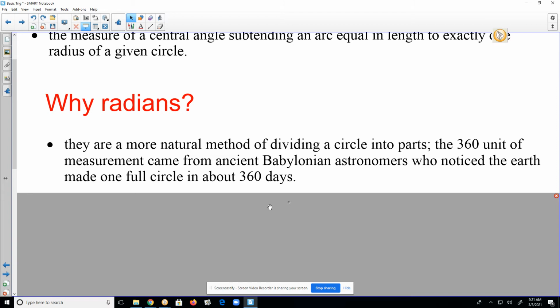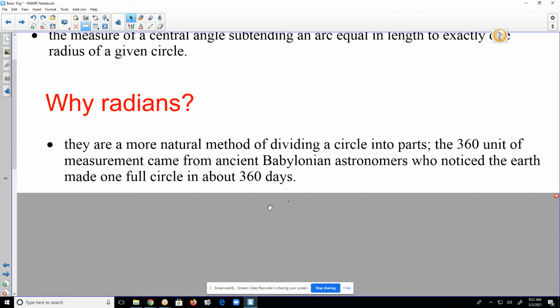Where the heck did that come from? But if I was thinking about cutting my circle into parts, thinking about them in terms of radians is a little more natural. All right, and the 360-degree unit of measurement came from what everything I've heard. Who knows if it's true or not, but this is what a lot of people believe. Babylonian astronomers noticed the Earth made 1 full circle about the sun in about 360 days. So they said, okay, we'll make all the way around a circle 360 degrees.